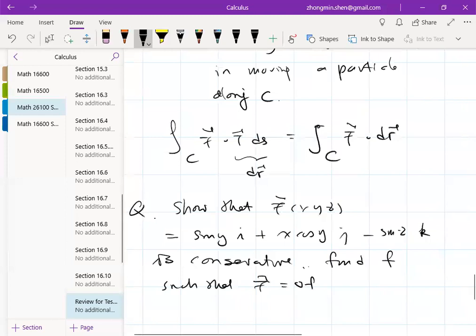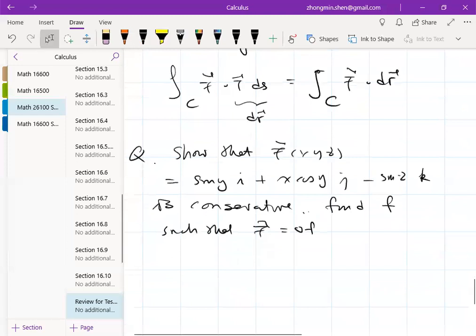Okay, now there are two ways to solve this problem. If you just want to prove this is conservative, you need the theorem. The theorem says that on the whole R3, it is conservative if and only if the curl of the vector field is 0. But if you have to find the f, then why not just find f directly?